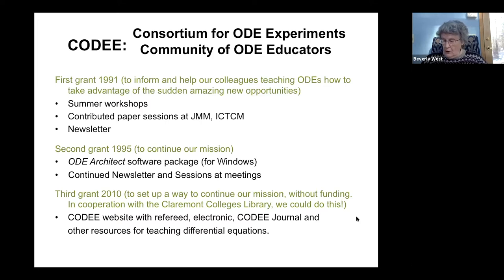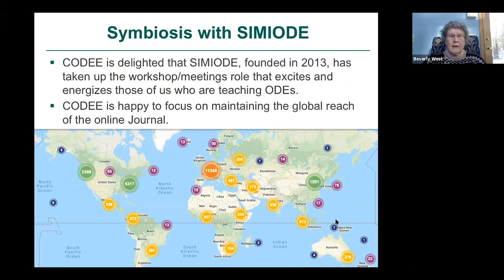That Claremont College's library is the publisher of the Journal of Humanistic Mathematics, so they already have a system set up, and we were able to make a parallel system. So our website has a refereed electronic CODEE journal and other resources for teaching differential equations. Bob's hope at the time had been that this would be a one-stop place where you could do anything.